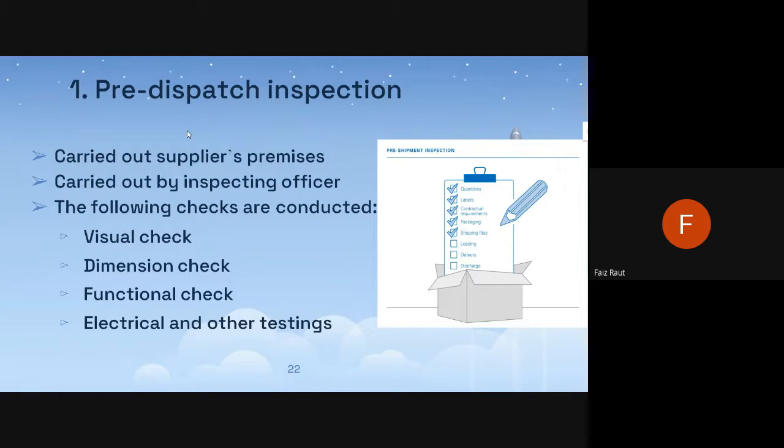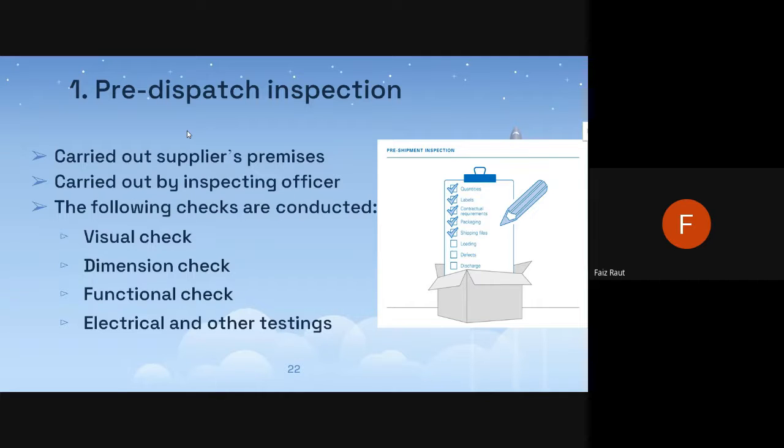The functional check will be done, whether it is performing as per the specification, whatever it is, whether it is functionally correct or not. Then electrical and other testings will be done depending upon the materials or the product. This first one is pre dispatch, just as I'm going to remove that material from the warehouse. So before dispatching the material, I'll send an investigating officer or inspection officer. He'll check everything, then he'll come back.